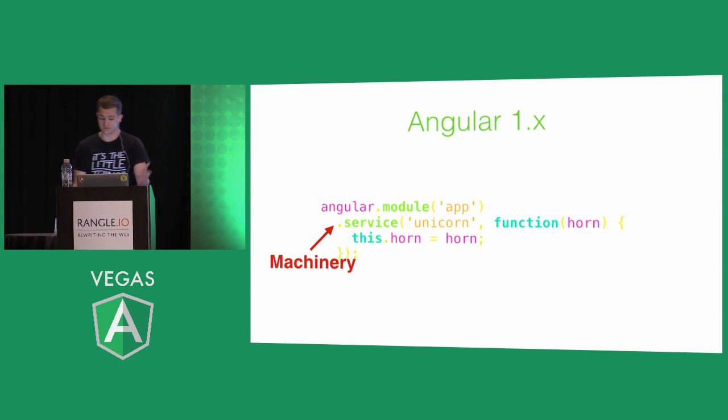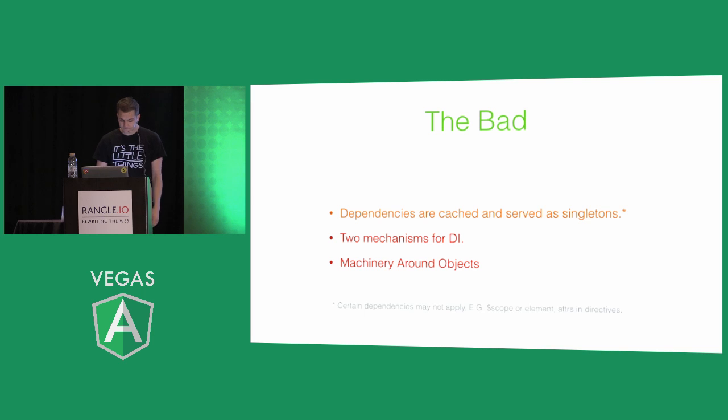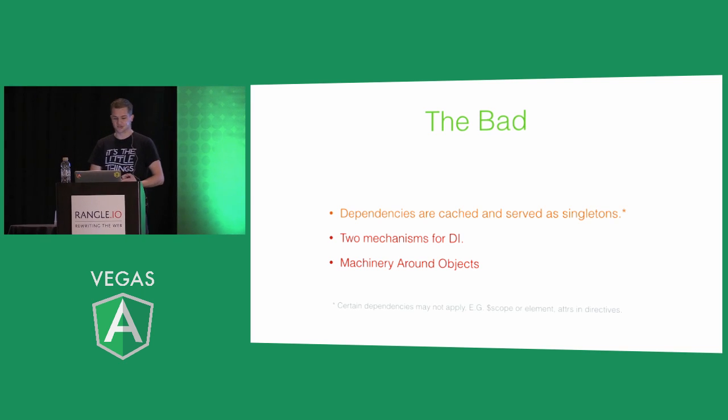This code's really straightforward to implement, easy to understand. It decouples the client from the implementation, right? We ask for a horn, and Angular figures out, here's how to give you a horn. You're good to go. The bad part about this is that the dependencies are cached and served as singletons.